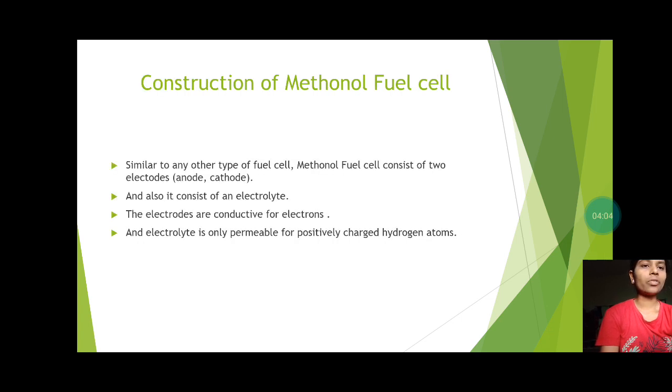And the construction of the methanol fuel cell. Similar to any other type of fuel cell, the methanol fuel cell consists of two electrodes. One is the anode, another one is the cathode, and it also consists of an electrolyte. The electrolyte is not conductive for electrons, and it is only permeable for positively charged hydrogen ions.